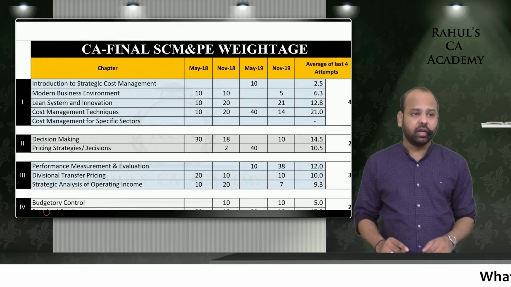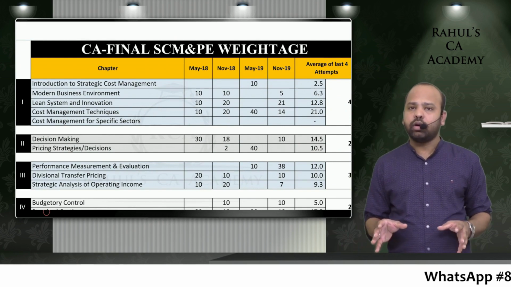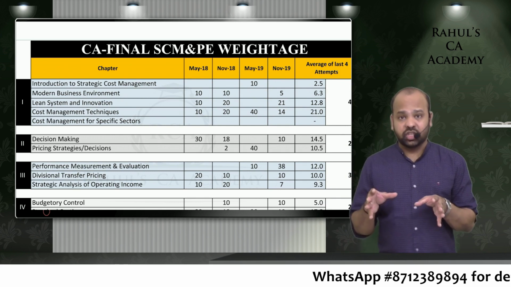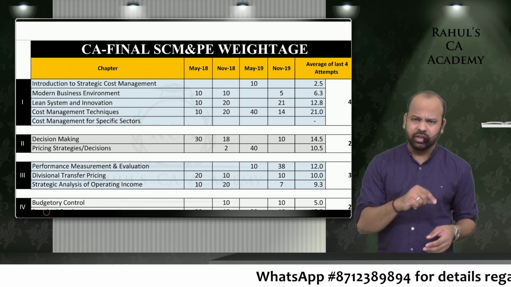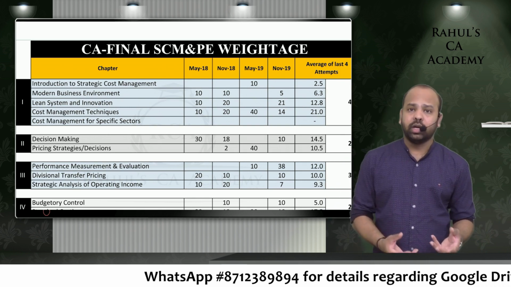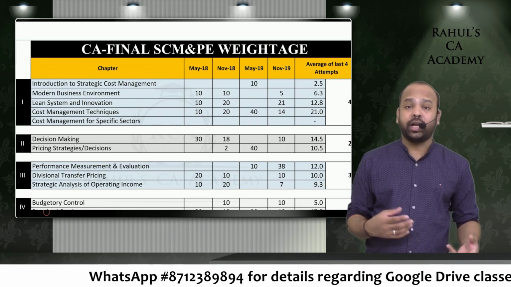Now, this sheet here covers a marking of questions asked from different topics in all the last 4 question papers. This document is also available for download. You will see the link of this as a part of the description of this video. But what I'm trying to tell you here guys is that the weightages have been fluctuating a lot.